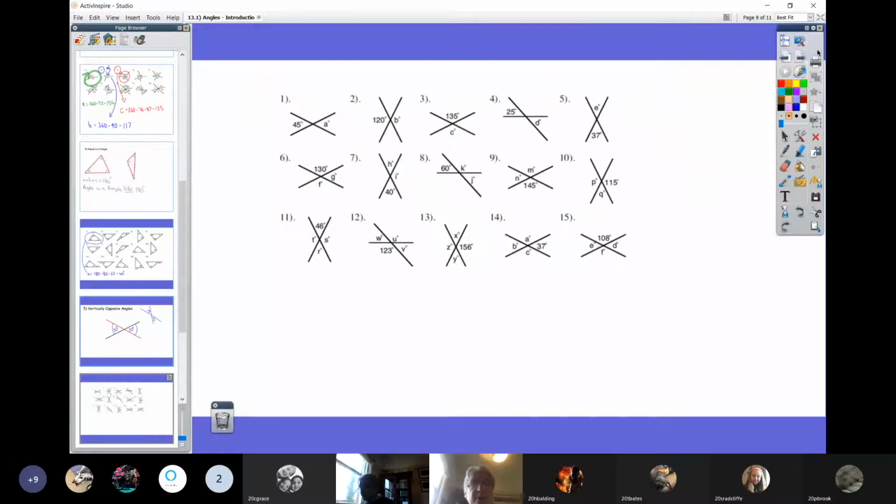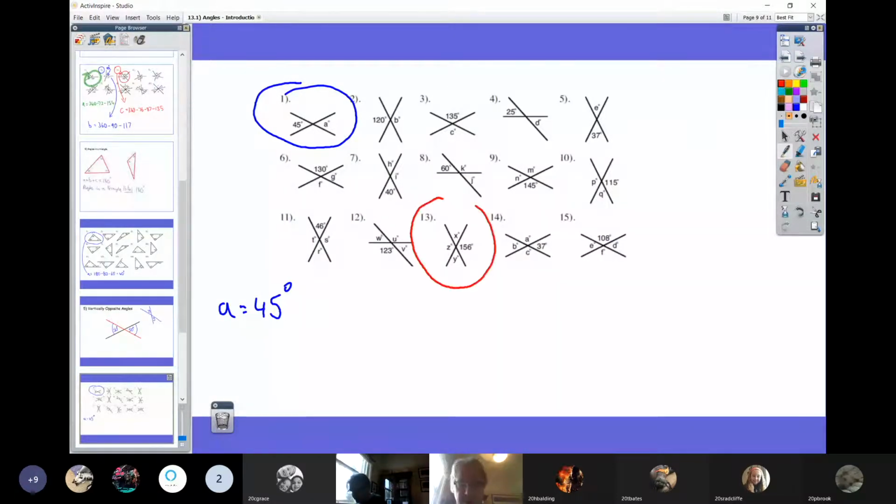So we could get a question like this. You could get a very easy question like number 1, and you would just say A is 45 degrees. Now let's take, for example, question 13. Hopefully your eyesight's better than mine. So I can straight away say that Z would be 156 degrees because it's opposite. Vertically opposite angles are equal.